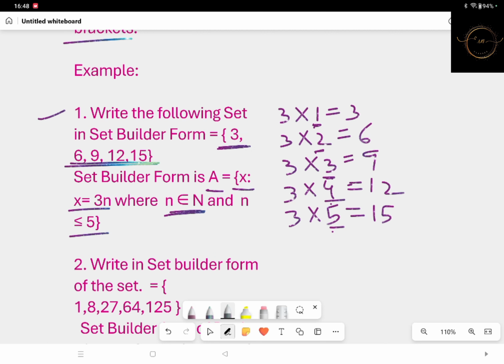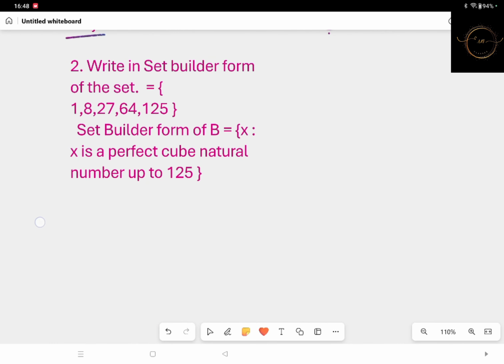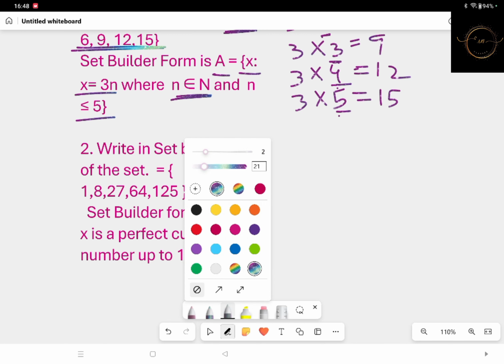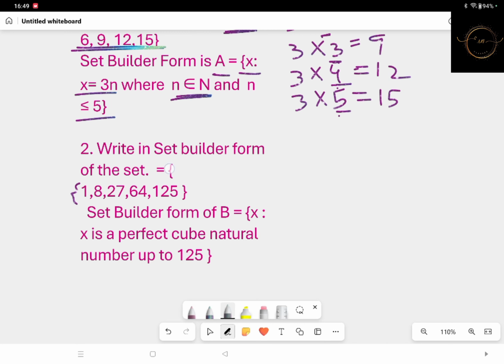You have to write it in set builder form. That means you have to write it in mathematical form. Hope this was clear. I'll come to one more example to clear your concepts well. Write the set builder form of the set 1, 8, 27, 64, 125. This is given. So what is the set given? 1, 8, 27, 64, 125. Easily you can understand these all are the cubes of numbers. This is 1 cube, this is 2 cube, 3 cube, 4 cube and 5 cube.